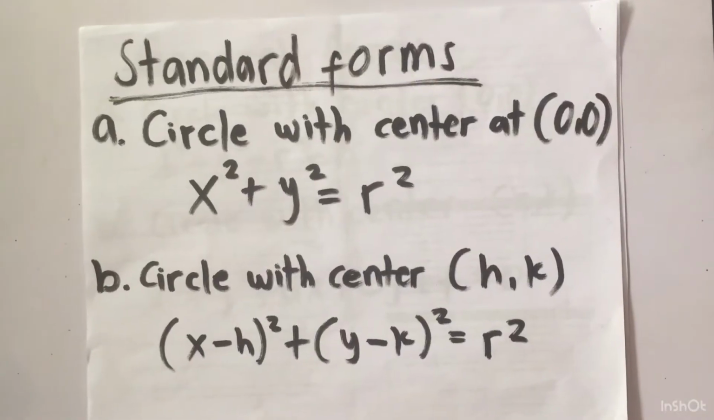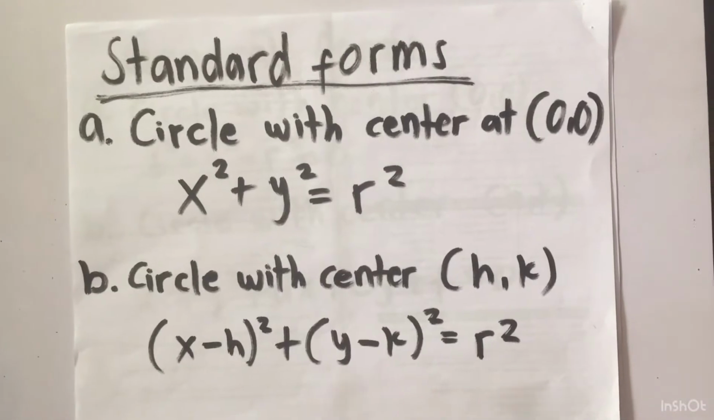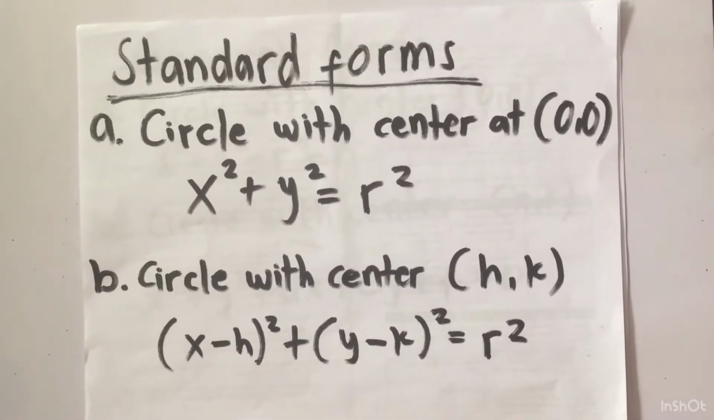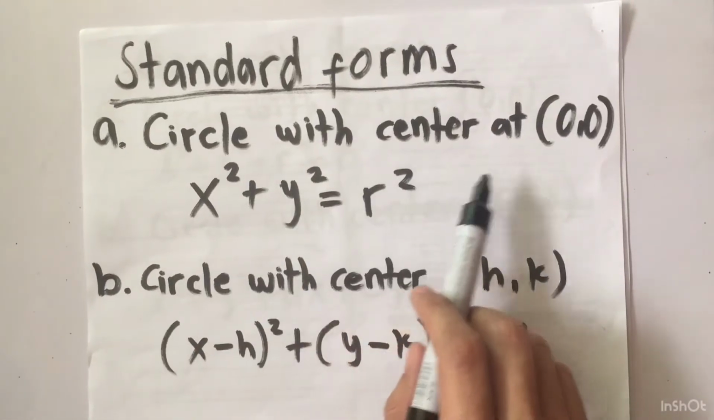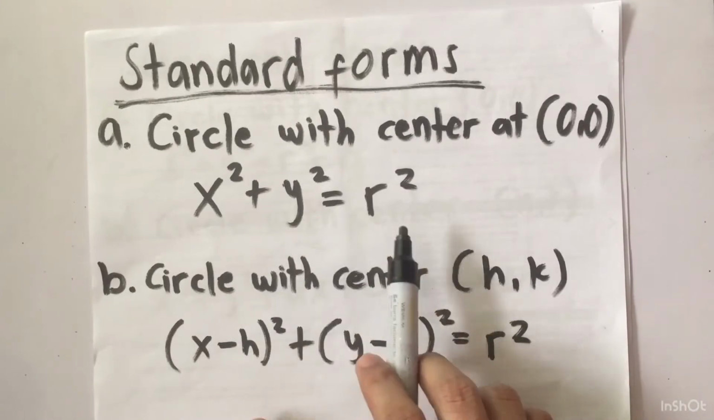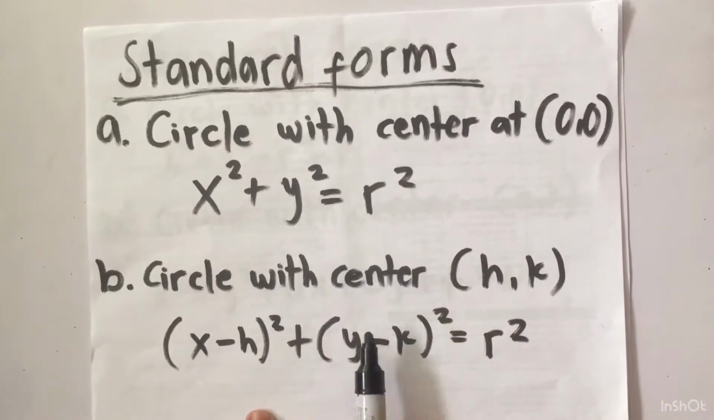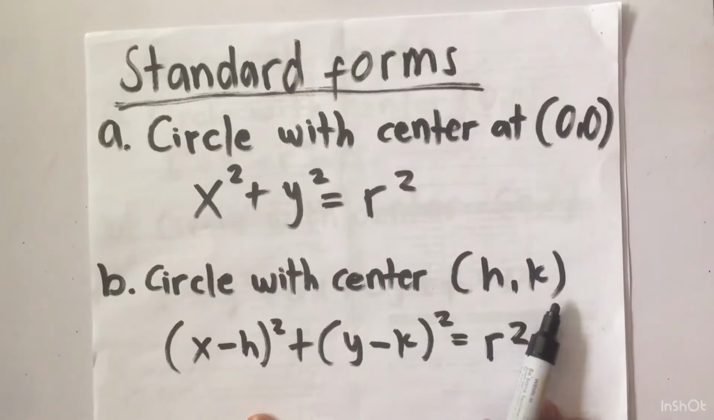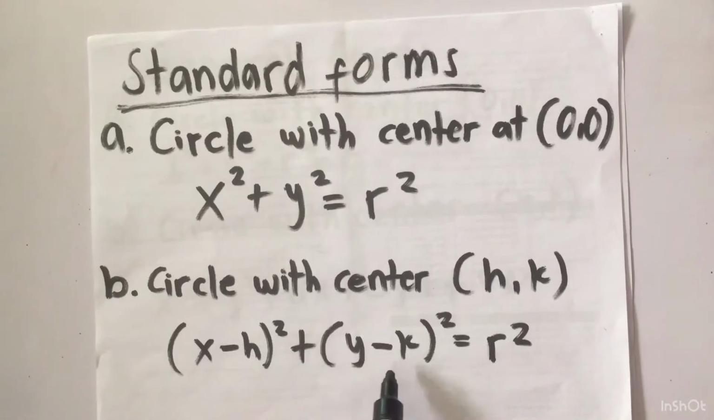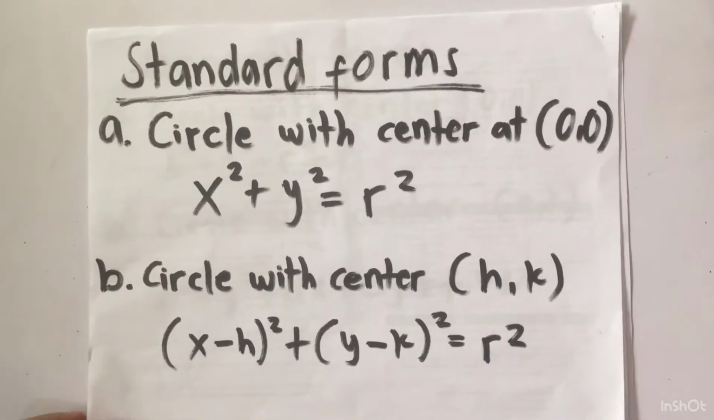So in solving circle, it's very important to determine whether the equation is in standard form or in general form. So this one is written in standard form. For a circle with center at the origin, the equation is x squared plus y squared equals r squared, where r is the radius, while if the center of the circle is (h, k), then the equation is (x minus h) squared plus (y minus k) squared equals r squared. That is in standard form.